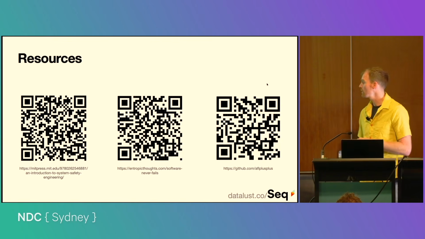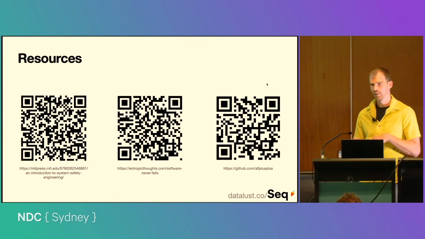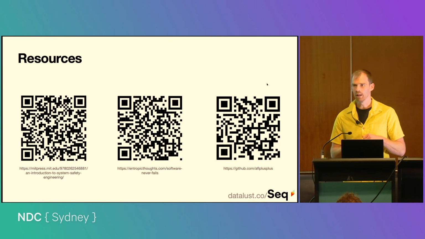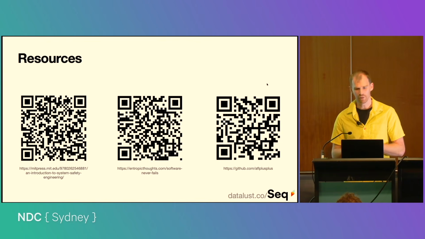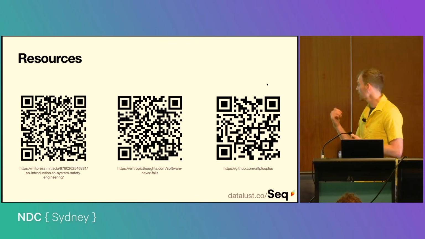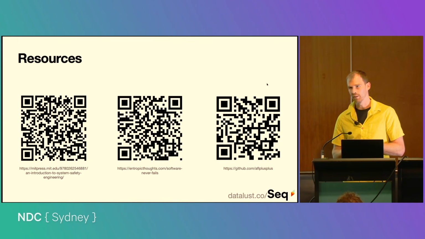The second is the Entropic Thoughts blog, which is where the idea that software never fails comes from. They also have a bunch of analysis of things like the AWS outage last year from a safety engineering lens, which are all very prescient and software oriented and interesting for us to explore. And finally, a link to AFL if you want to fuzz your own code. You can fuzz .NET through AFL as well. It's not all just Rust.